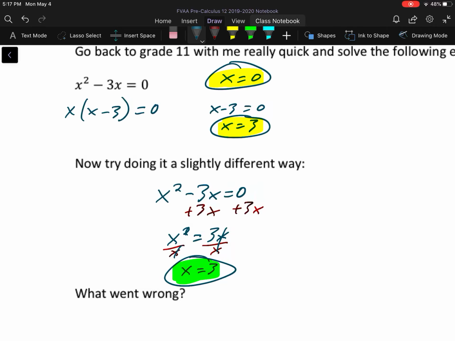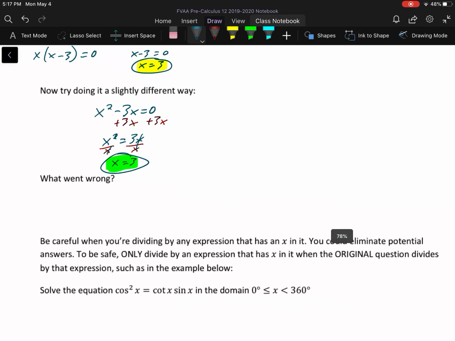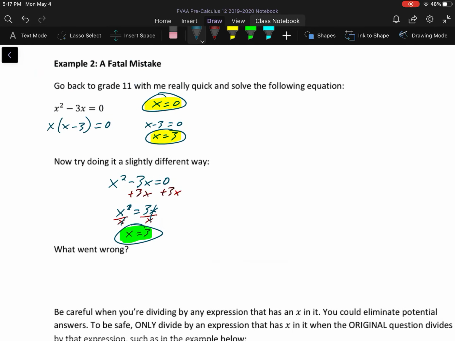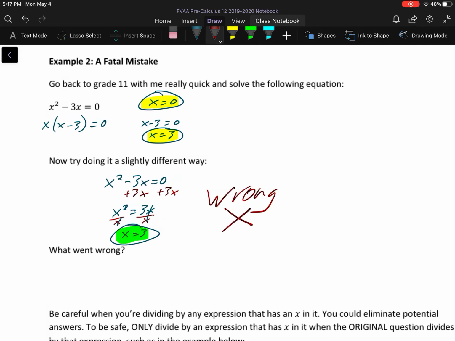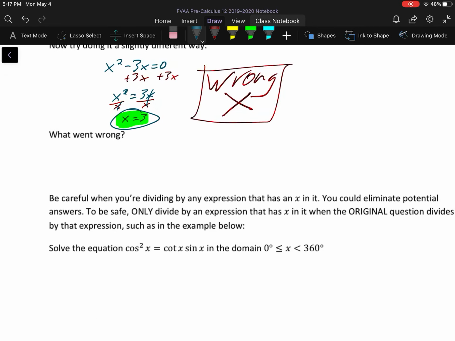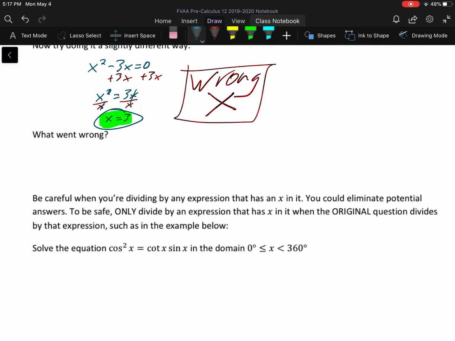So what went wrong here? We want to be careful when dividing by any expression that has an x in it. You could eliminate potential answers like we saw in this second example. This is wrong, and this is right. Make that clear in the notes, okay? So when you're simplifying, you only divide by an expression that has an x in it when the original question divides by that expression.